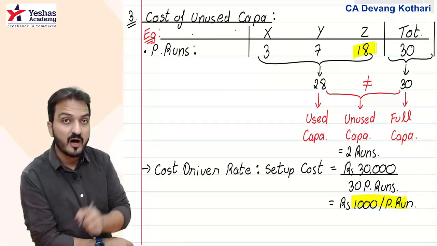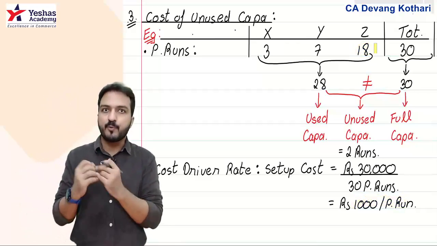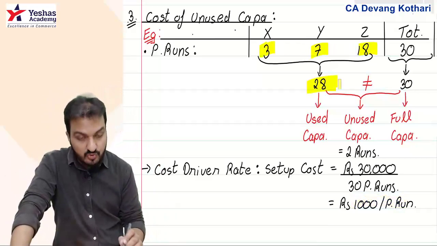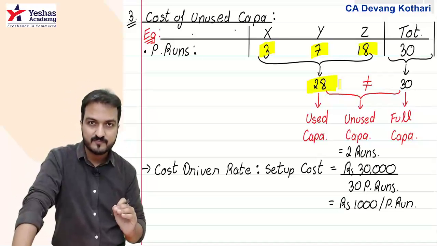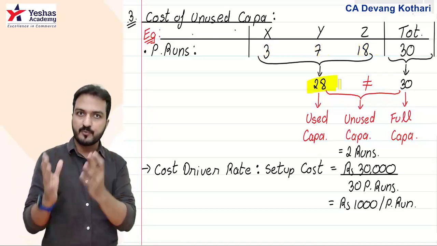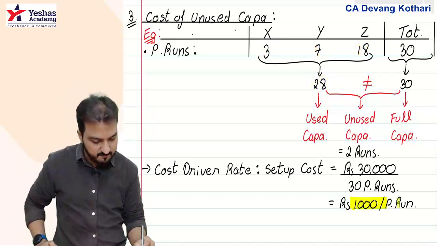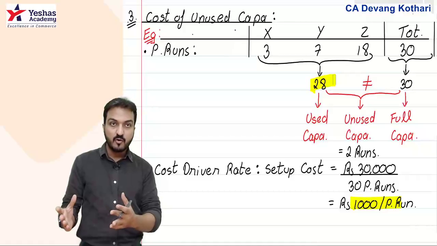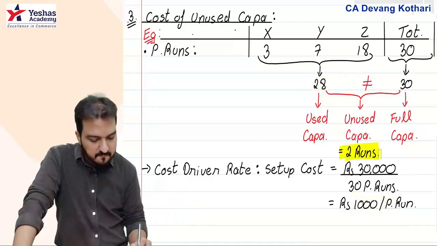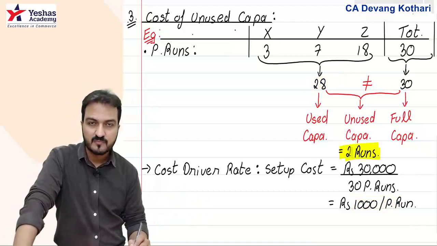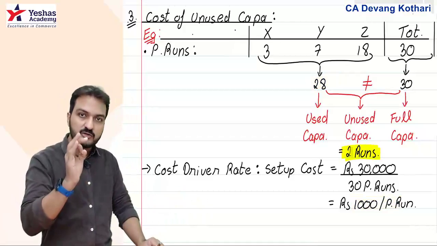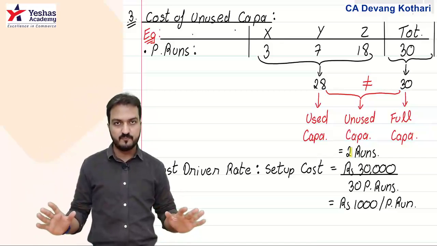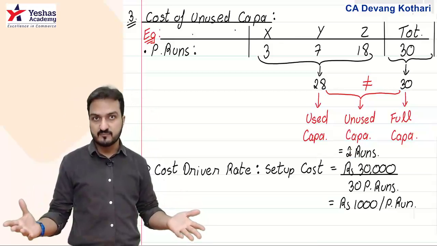So as such, how much cost will go to my product cost? My product cost will take 3, 7 and 18, that is total 28 production runs, the ones that I have used in my production. So 1000 per run into 28 runs goes to my product cost. What about the remaining 2 unused production runs? If 2 production runs I did not use, does it mean I did not incur cost for the same? No, I might have incurred cost for the same still.